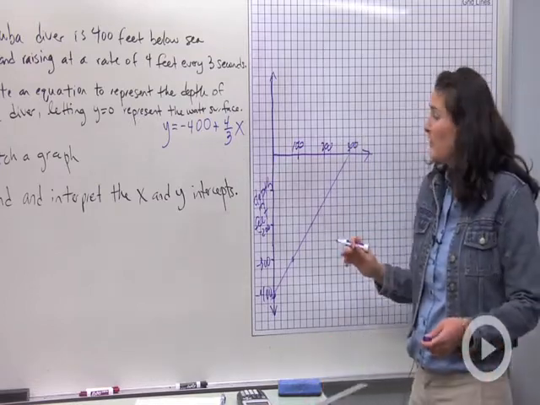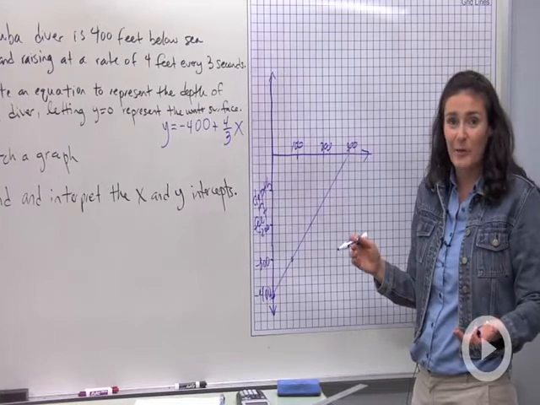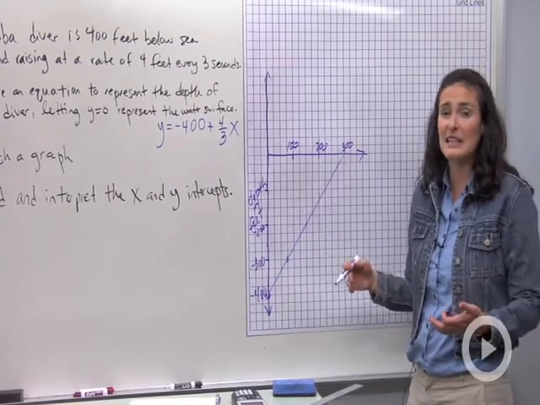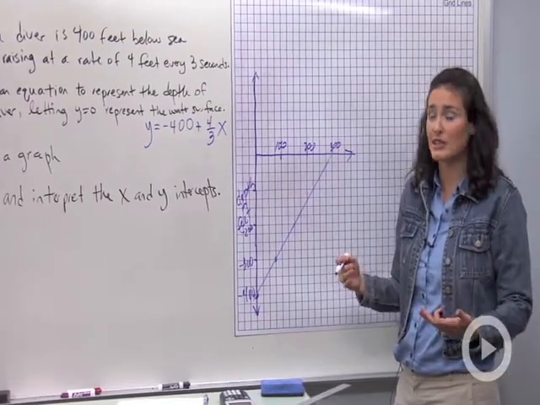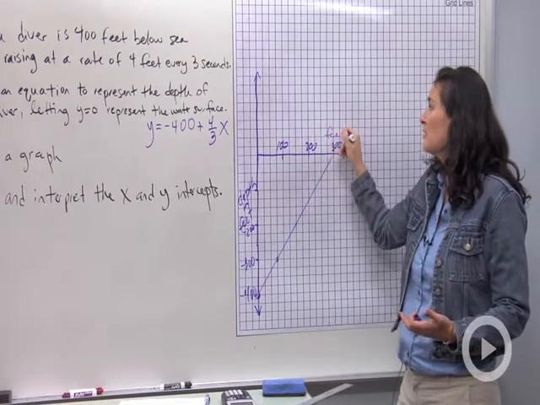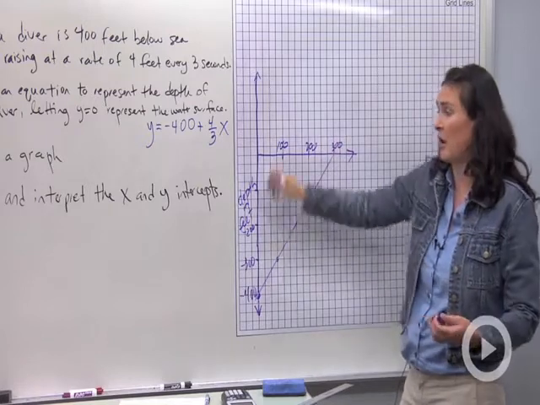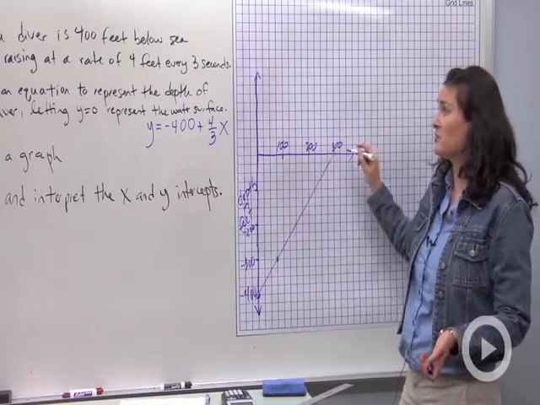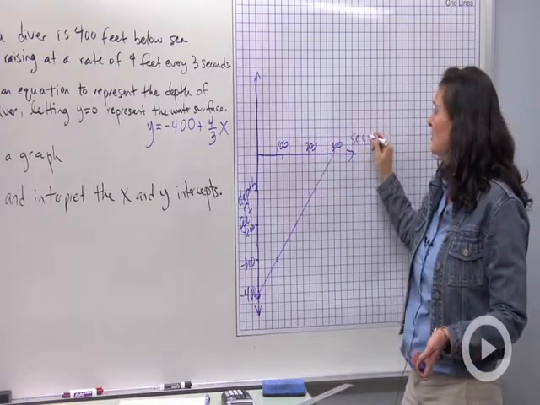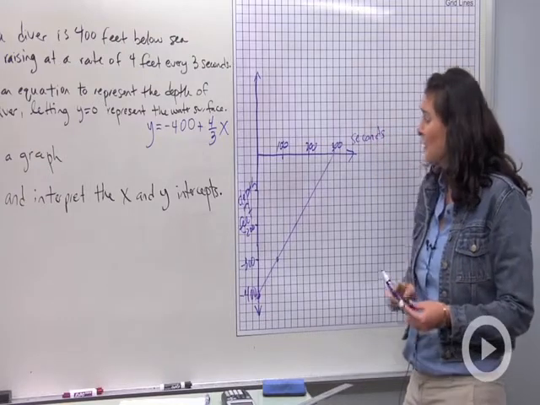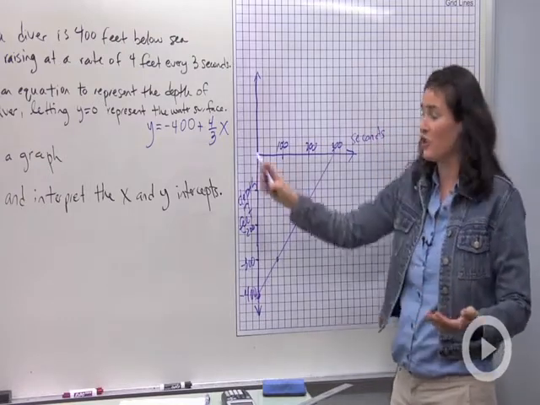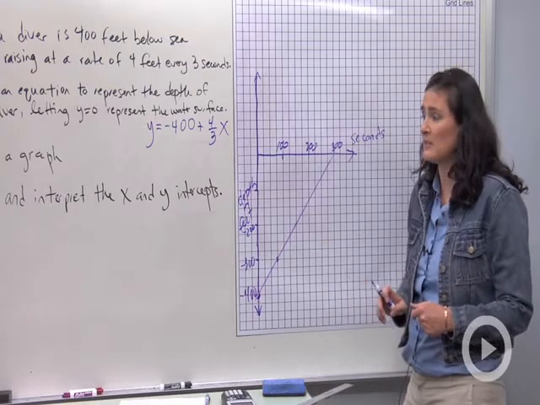One thing before I move on, I noticed that I forgot to label my x-axis. Please, please, please, especially when you have a real-world situation, make sure you keep everything labeled so you can keep track of how y represents feet, x represents seconds. Okay. So when the question asks me to sketch a graph, I'm all set. I used y equals mx plus b.